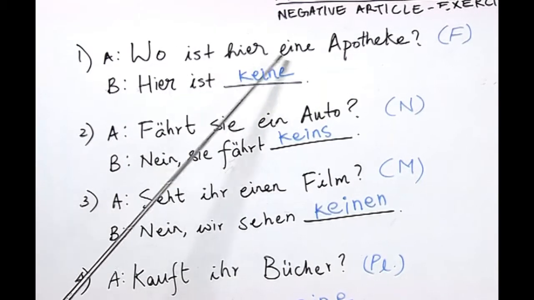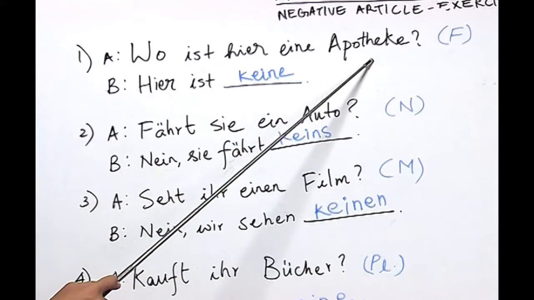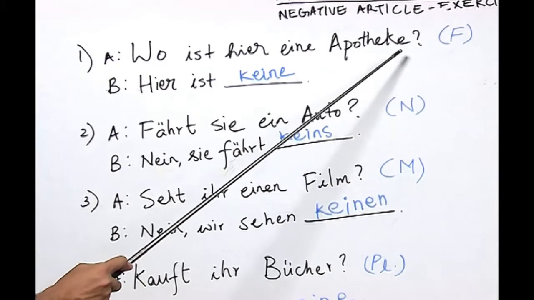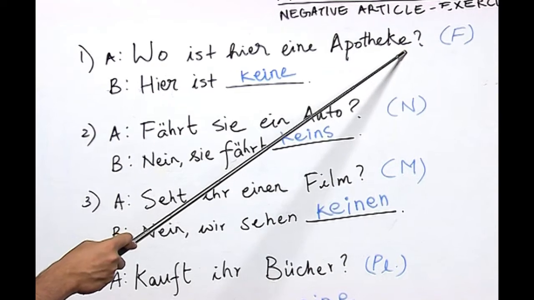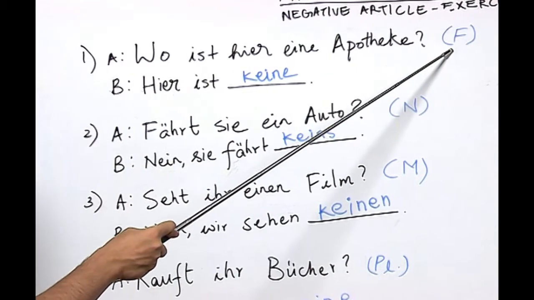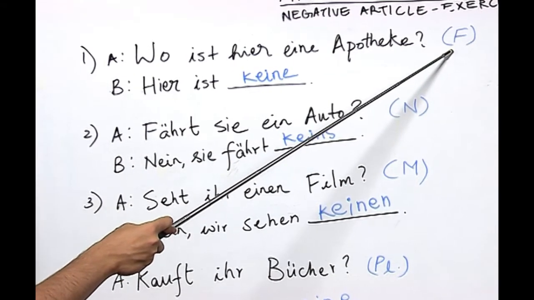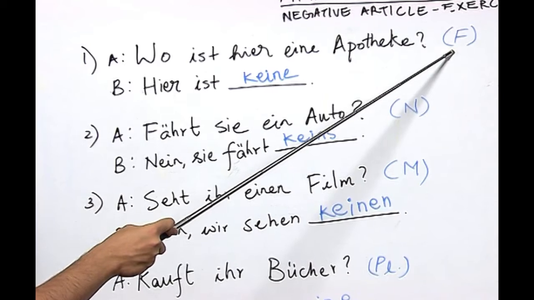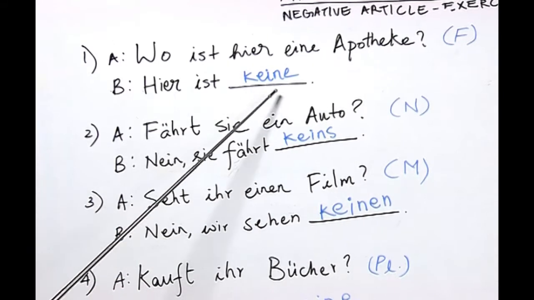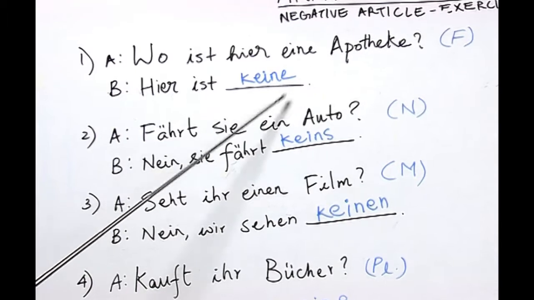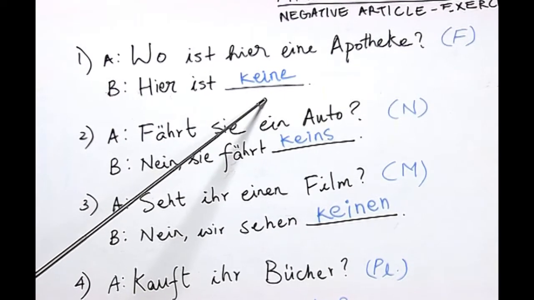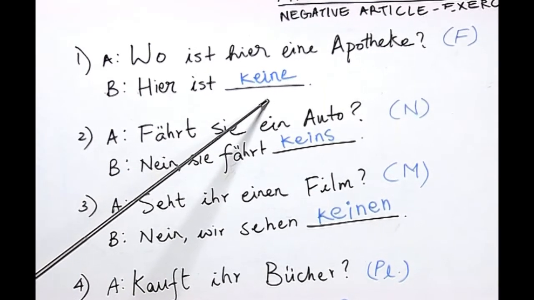Wo ist hier eine Apotheke? Apotheke means a pharmacy. Here, our student correctly identified this noun as a feminine noun and wrote the letter F, which you know shows that the noun belongs to the feminine gender category. Our other student wrote the correct pronoun for this question, which is keine. Therefore, this answer is correct.